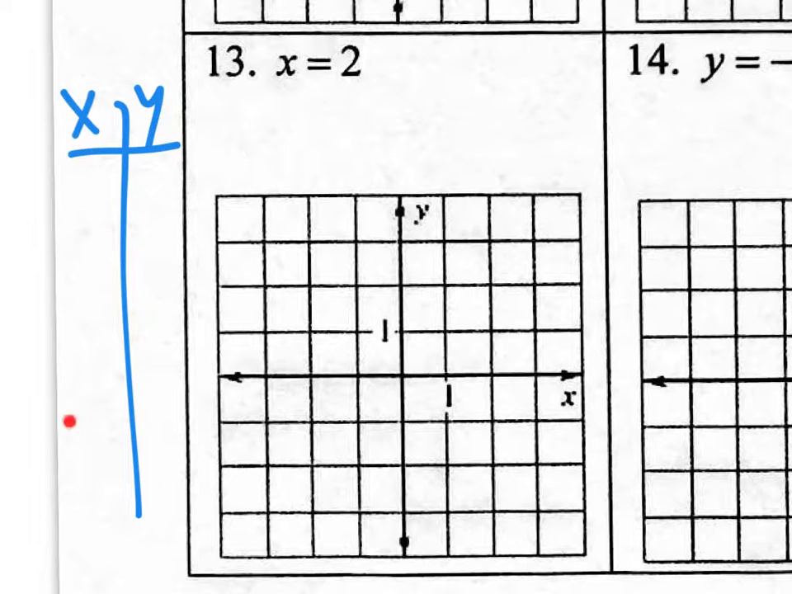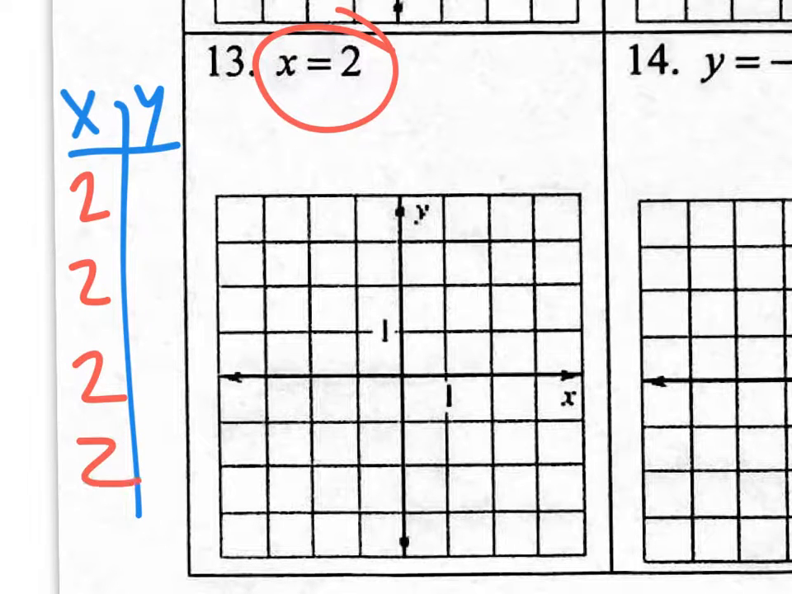So that's telling you that on your XY table, the only thing that this equation cares about is that your x value is 2. So you just write a bunch of 2's on the x. You only really need 2 points, but you could do as many as you want. And what about the y? Could be anything you want, because there is no y. So you could put a 0, 1, -2, 3, whatever you want.